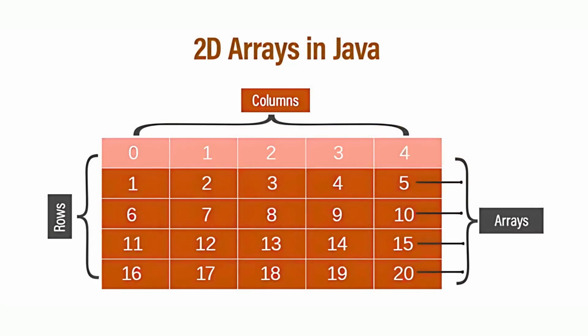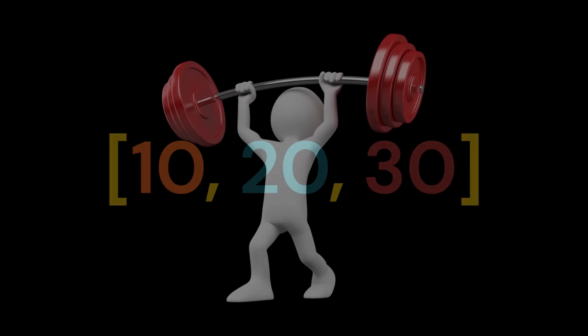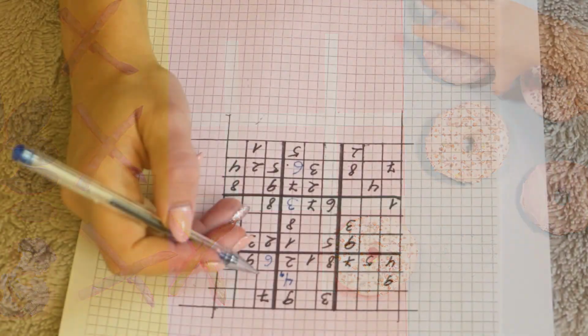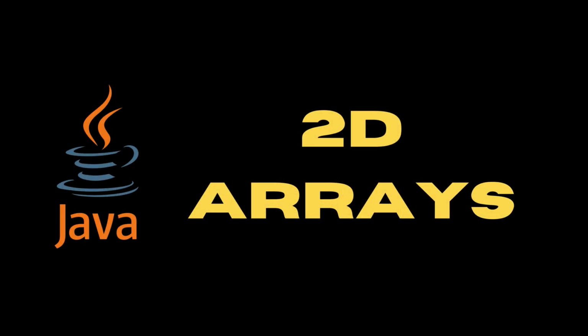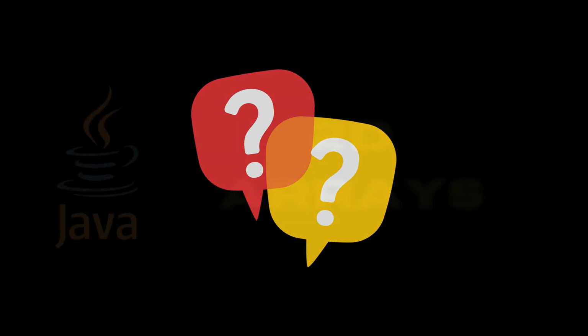Arrays in Java. So far we worked with normal arrays, one line of data like an array of 10, 20, 30. But what if we want to represent something like a chessboard, a tic-tac-toe game, or a Sudoku grid? That's when we need 2D arrays, basically an array of arrays. So what is a 2D array?